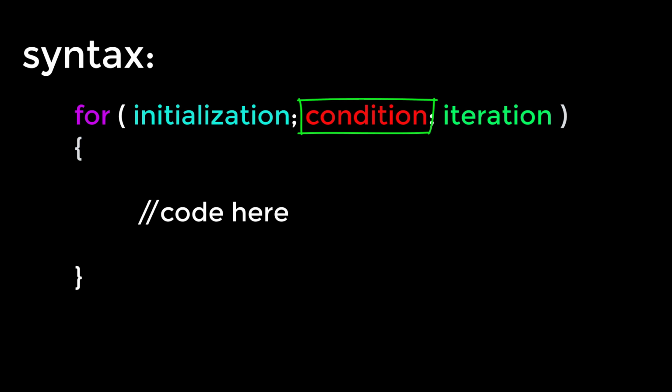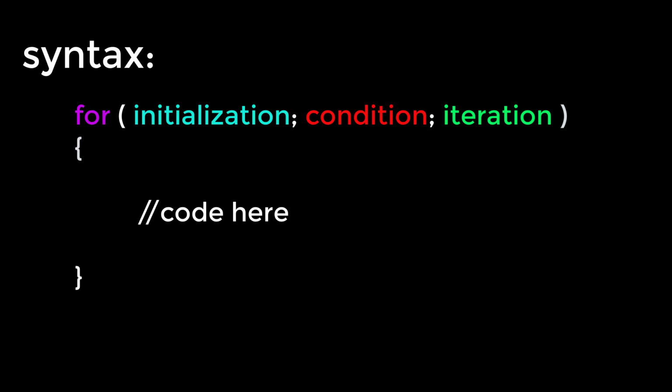Another section is the iterator. The use of the iterator is to iterate, to increment or decrement the loop variable. So that is the use of the iterator.